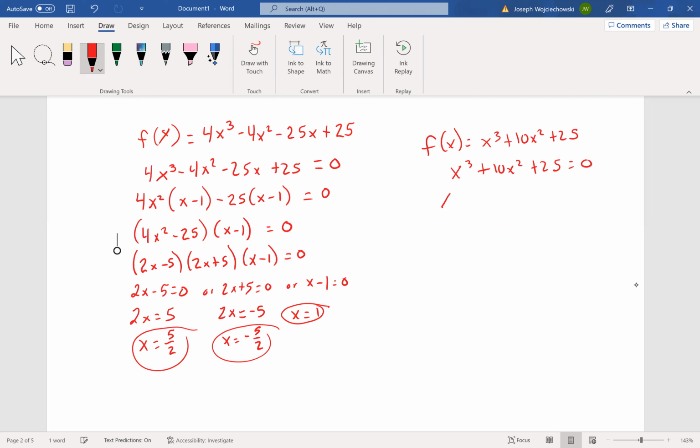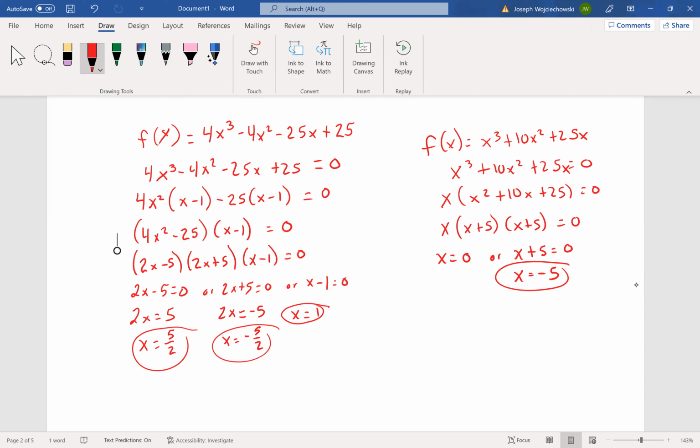I can factor out, yep, that's 25x. Sorry. So I can factor out an x. I get x times x squared plus 10x plus 25. Keep this x, and this factors to x plus 5 times x plus 5. So either x equals 0 or x plus 5 equals 0, x equals negative 5. And that is our zeros. So that's how you find the zeros.